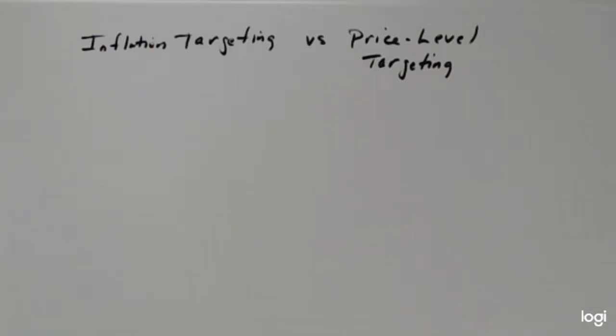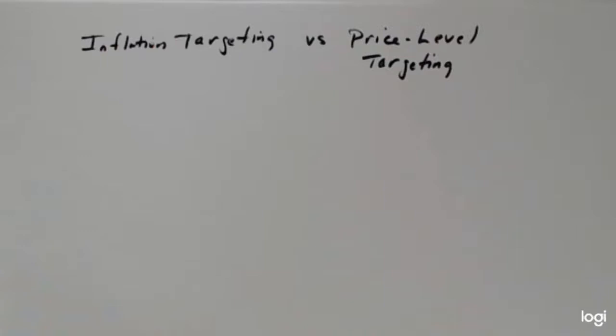But price level targeting is less flexible. It sets out to reach a specific price level. Let's say the CPI right now, the Consumer Price Index, is at 100, and the Fed sets a target of 102 for next year. How's the Fed going to get the price level back on target?